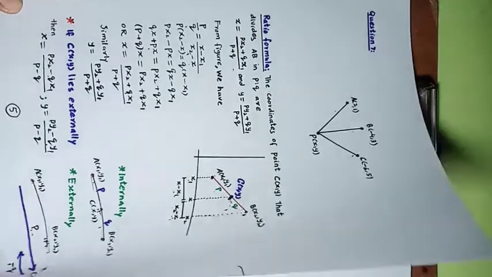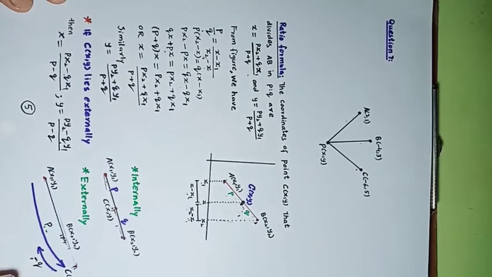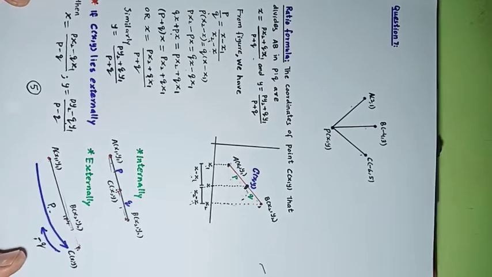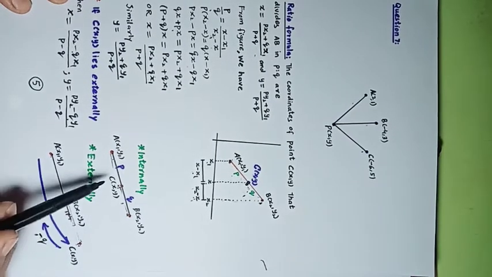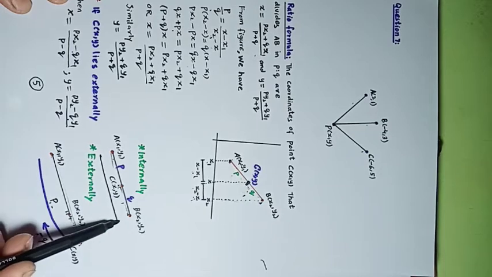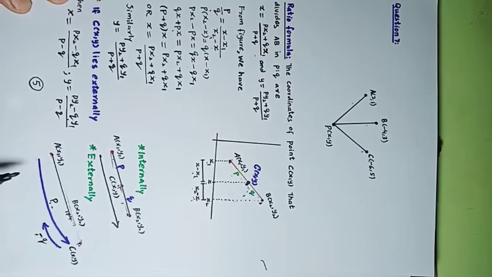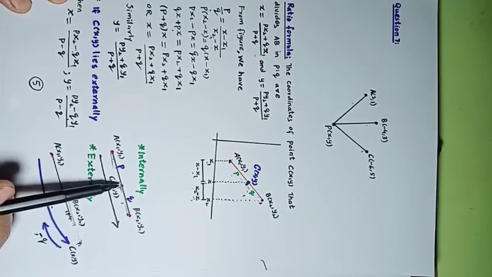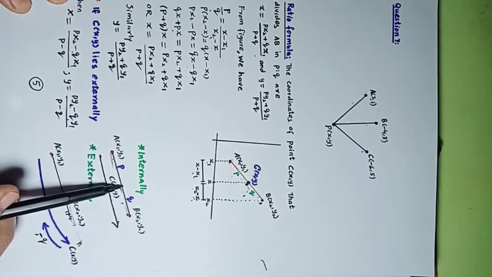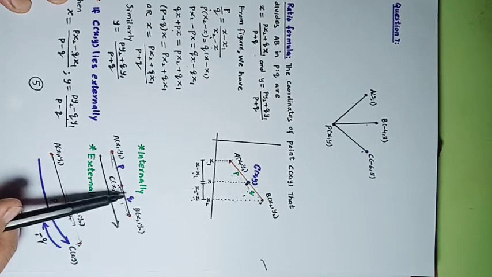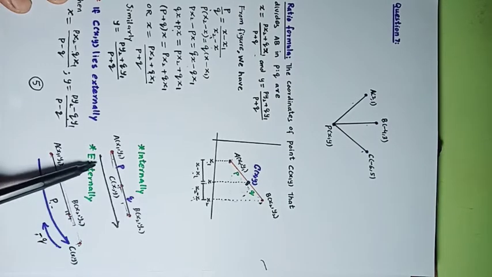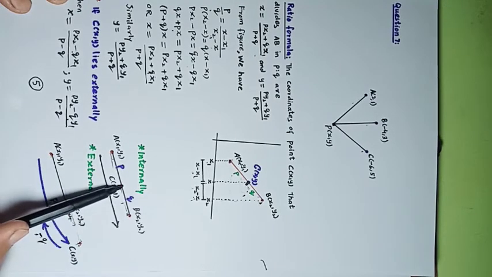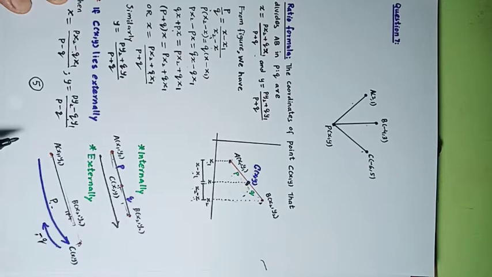Now, what is the difference between the two cases? The second case, the case of externally, can easily be derived. Dear students, you observe that this is the direction of AB. We observe that the AC distance, which we have marked P, and the CB distance, which we have marked Q, both are in the direction of AB. So both P and Q are taken positive.